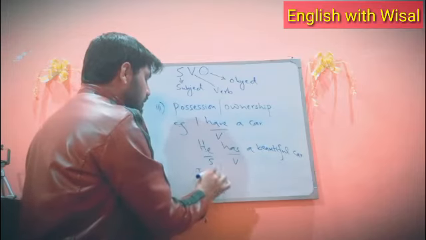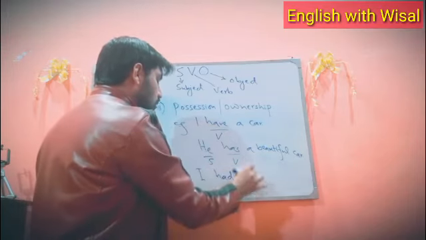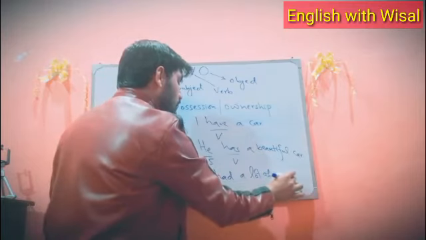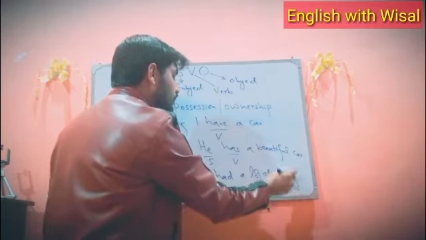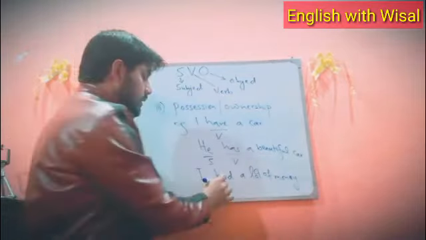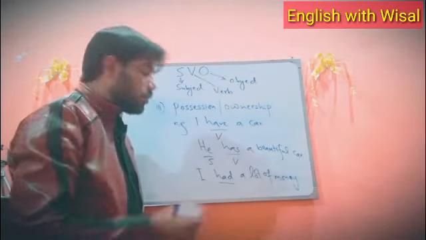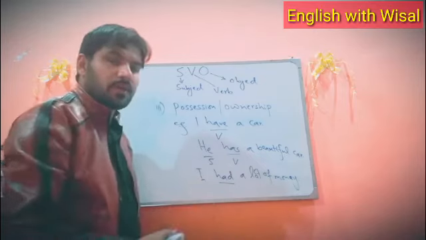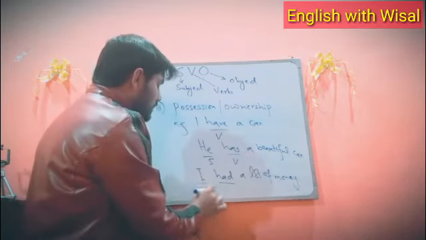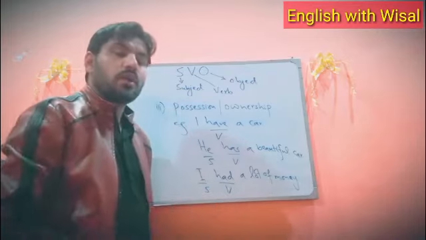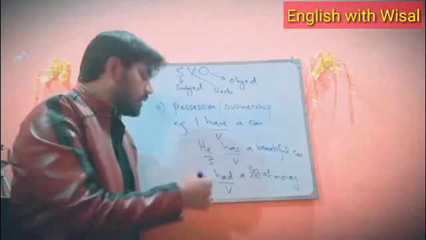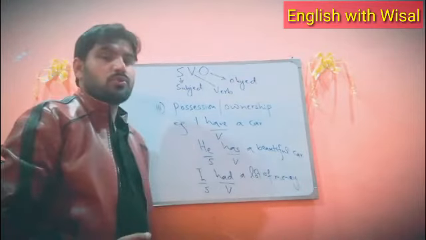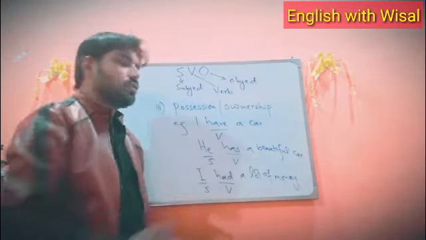I had a lot of money. In this sentence, had is the verb because it describes that the subject possessed something in the past. So in this sentence, I is the subject and had is the verb because it described that the subject possessed something in the past. So this was all about verb. I hope you got it. Let's come to the object.